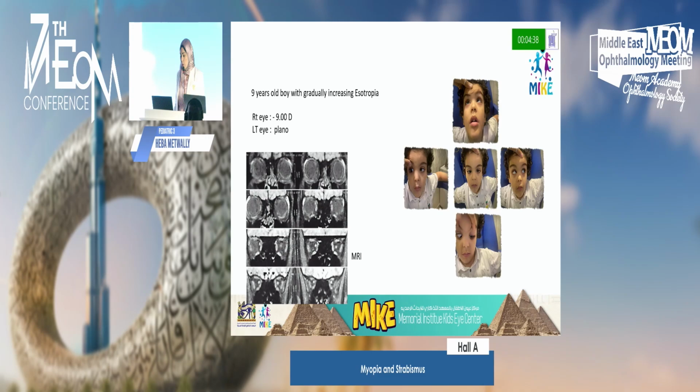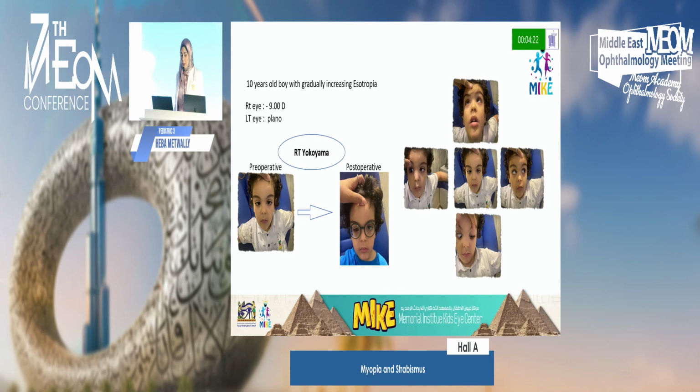In the first case, he had right eye minus 9 diopters, left eye plano, and gradually increasing esotropia. By MRI I found that he had an increased angle of dislocation, and I admitted the patient and performed medial rectus recession and right Yokoyama, and he had a very good outcome.